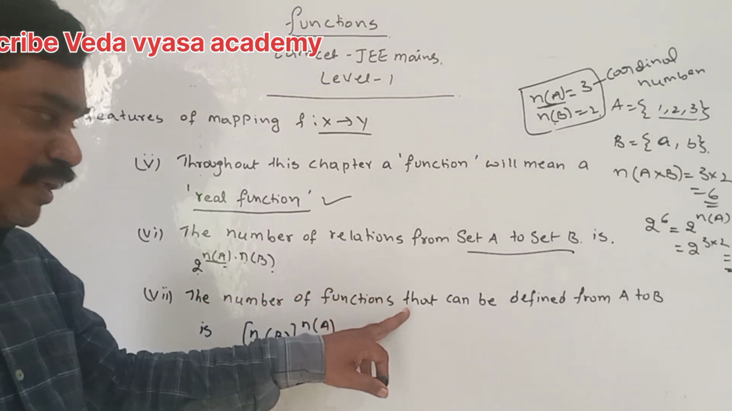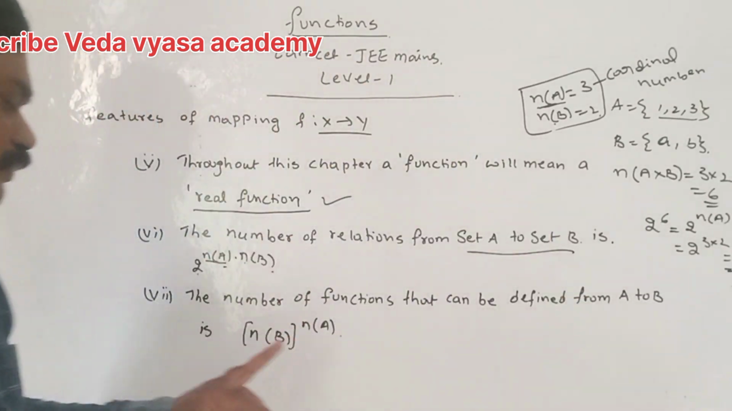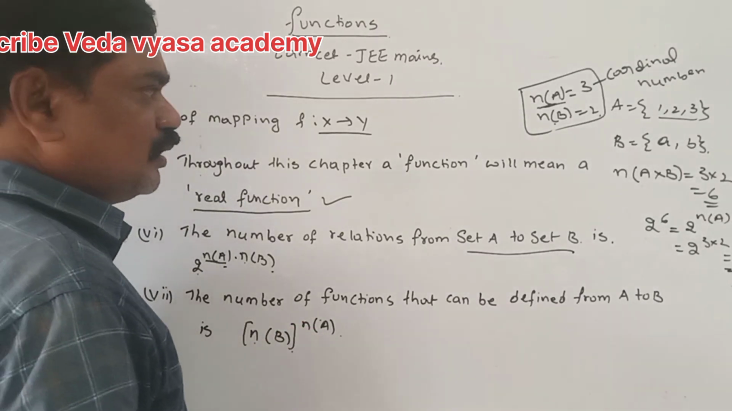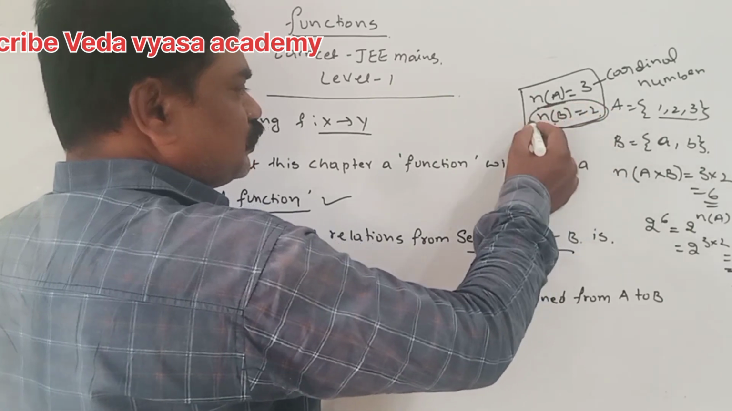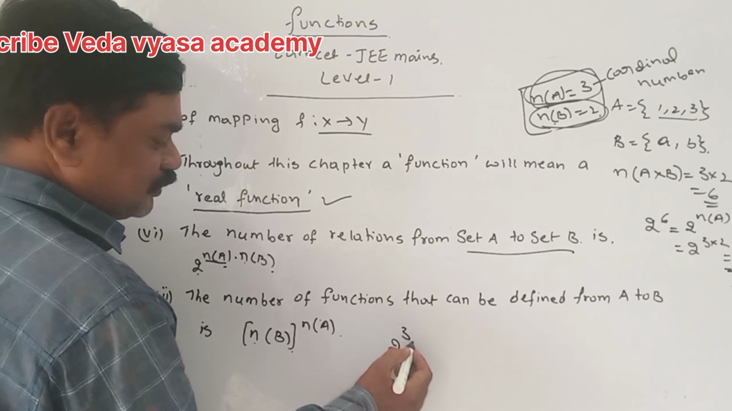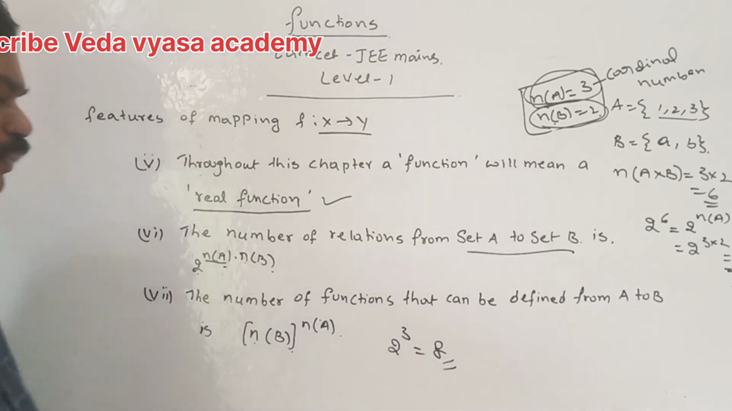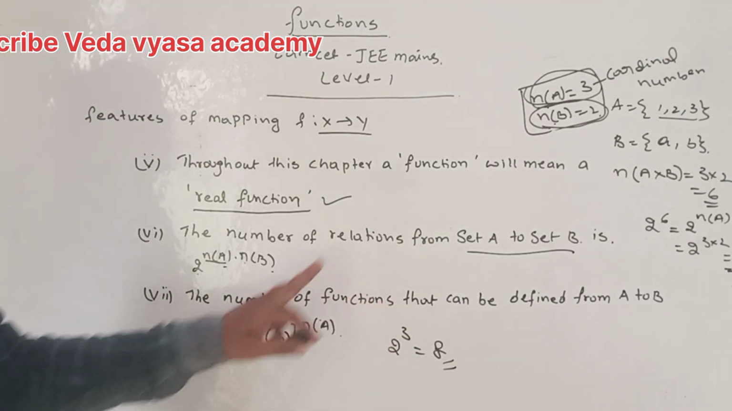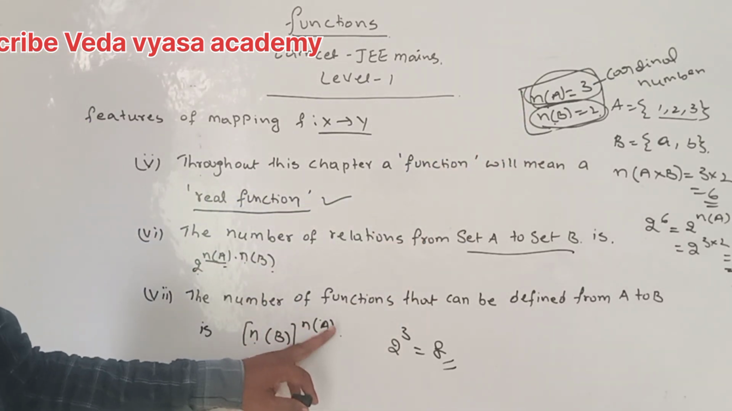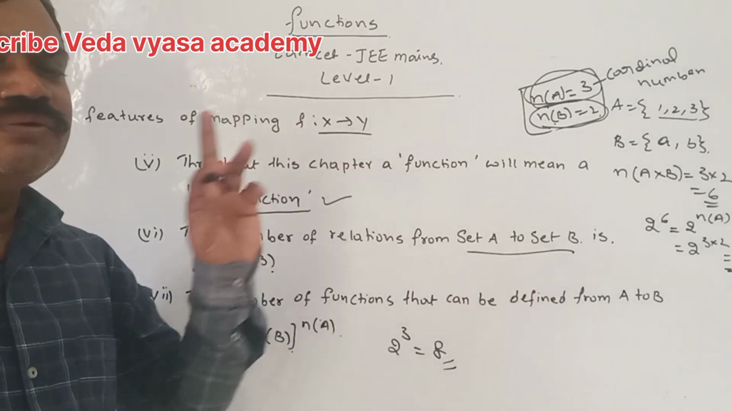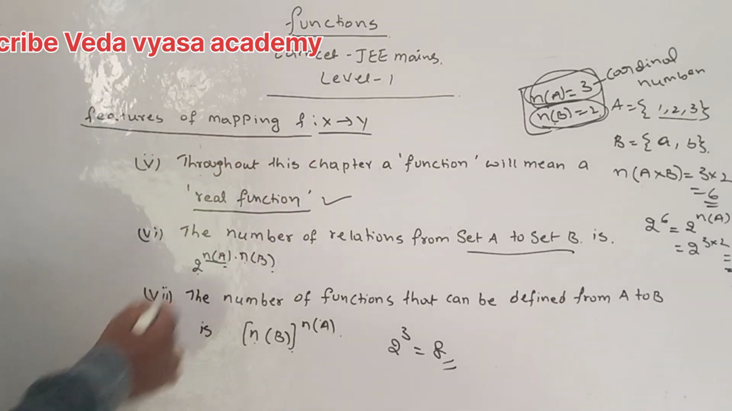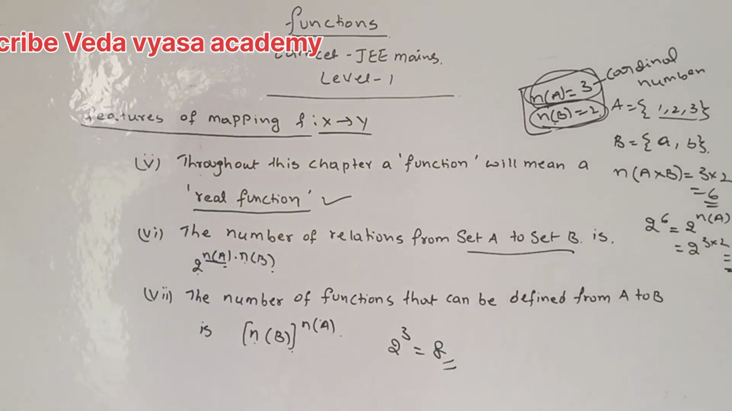The number of functions that can be defined from A to B is number of B power number of A. Here number of B is equal to 2 and number of A is equal to 3, that is 2 power 3, which is equal to 8. Only 8 functions can be defined in this case. So number of B power number of A gives the functions defined from A to B. These are the features of mapping from X to Y.